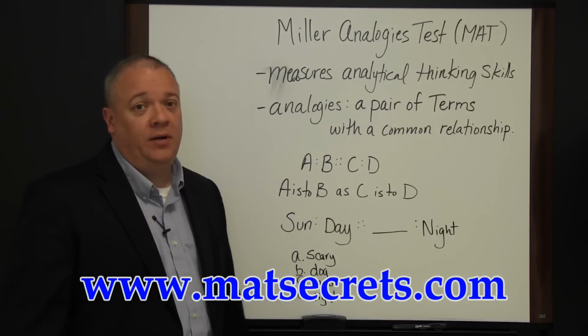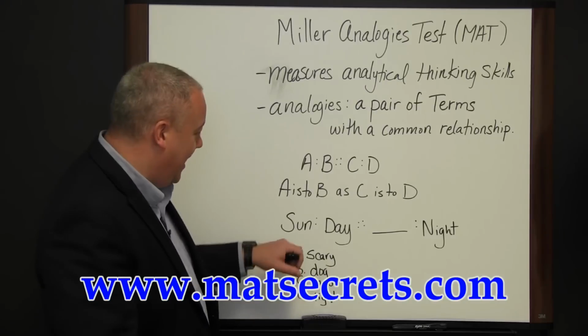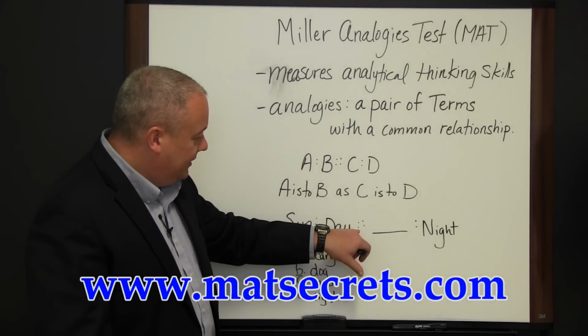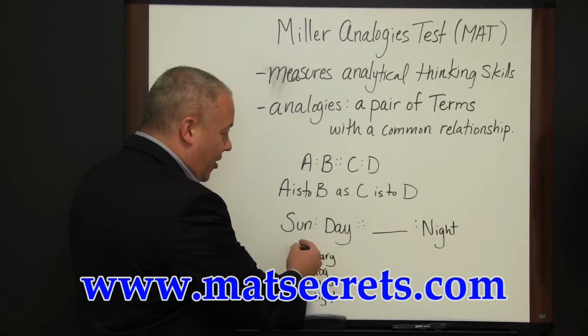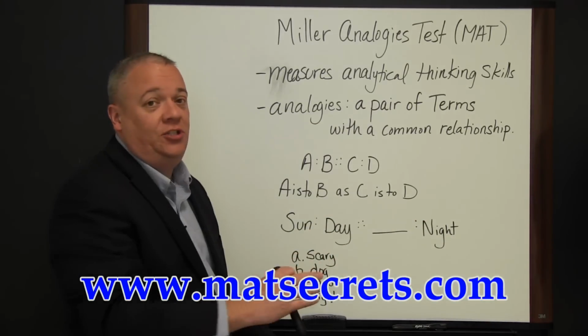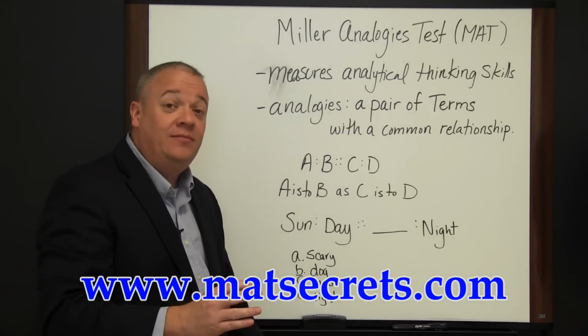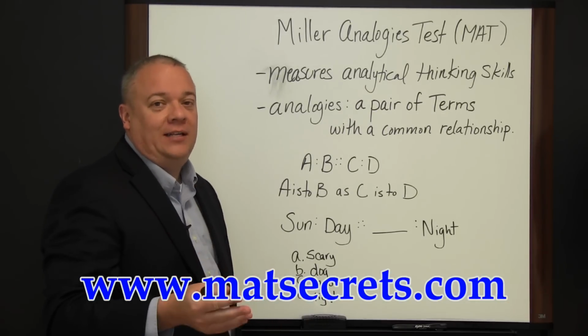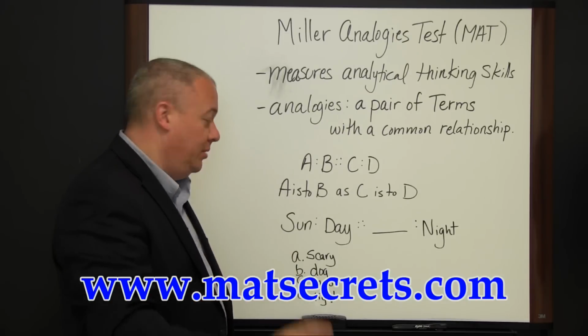And I've got a very simple, straightforward example up here. It would look like this on the test. You'd have two terms, double colon, a blank, and another term. Now this blank can occur in any position amongst the four. So what you have to do is find the pair that you do have and then find the correct answer based on that pair to fill in the blank.